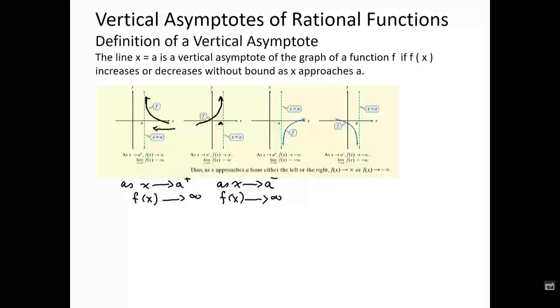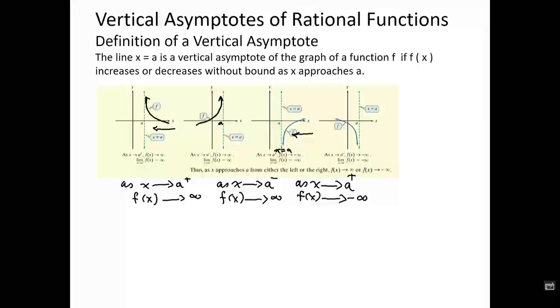In the next graph, as x approaches a from the right in this diagram, let's see what happens. As x approaches a, the line x is equal to a from the right, the values of the function f of x are what? They're decreasing without bound. So we write that f of x is approaching negative infinity.